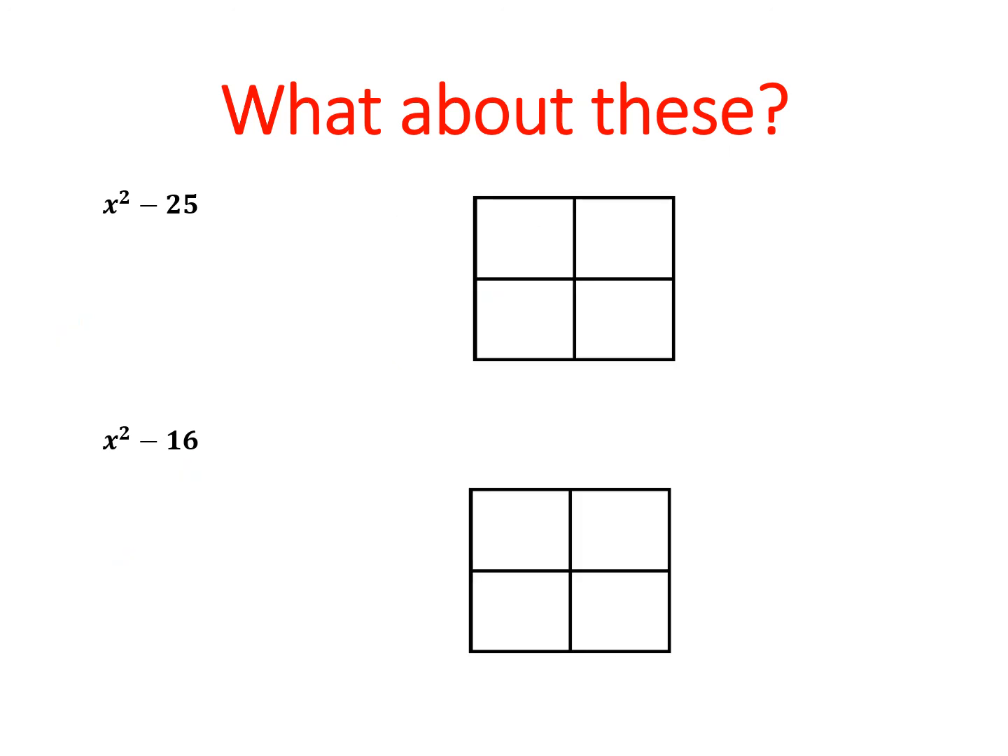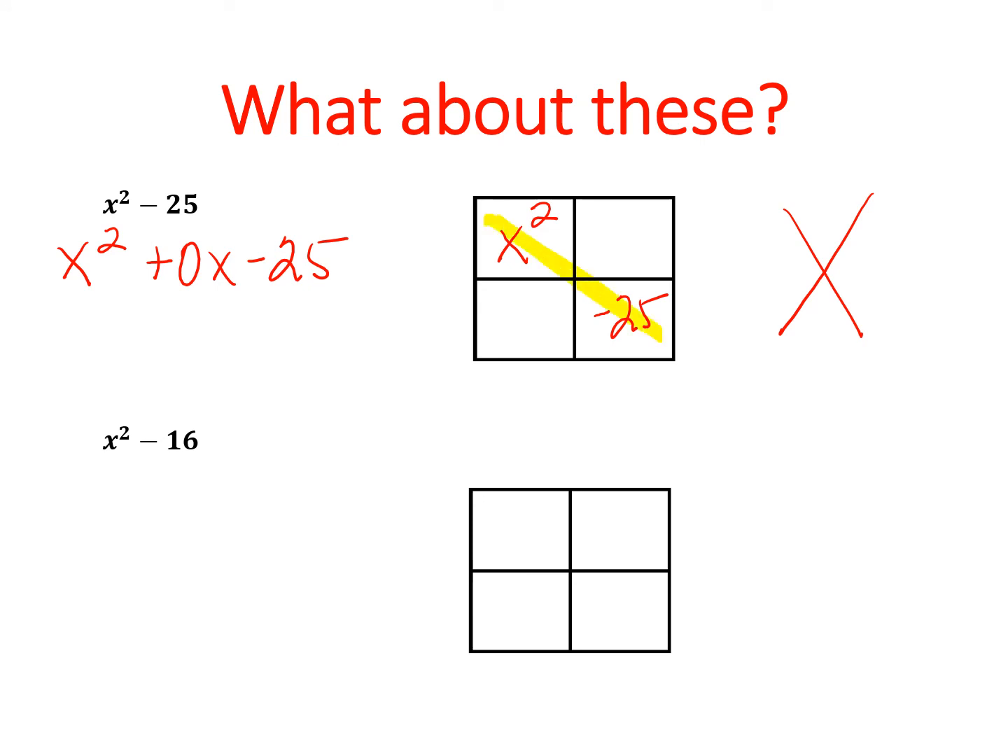So since two blocks didn't work, I guess we will need to use four blocks. But it's kind of weird because we always think about that middle term. So we can actually rewrite these so that they have a third term. And we'll just say it's 0. So I'm going to fill in the x squared and the negative 25. I'm trying to figure out what multiplies to give me negative 25x squared.